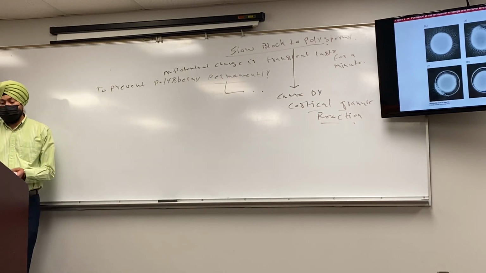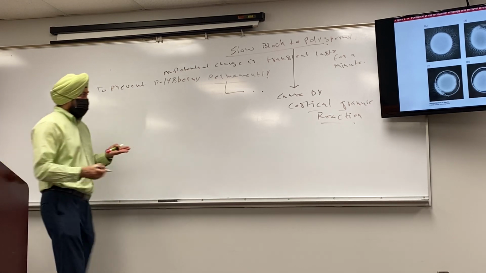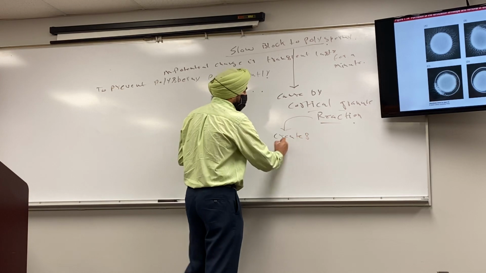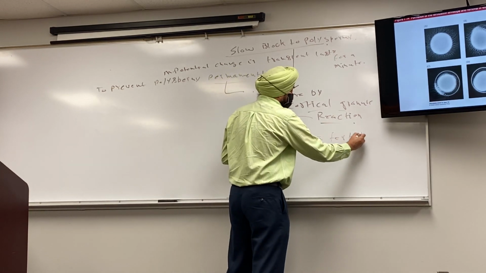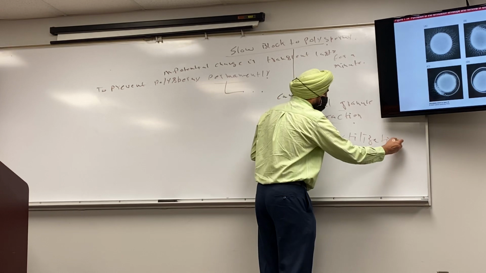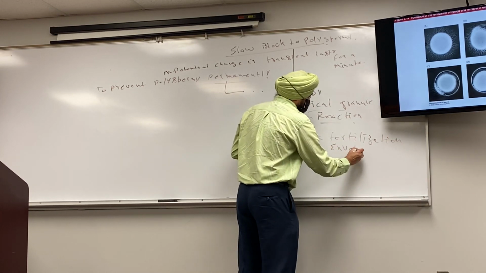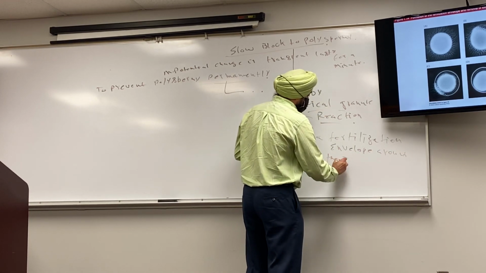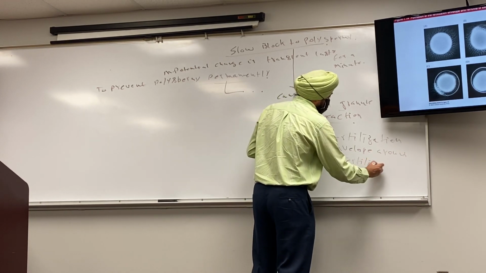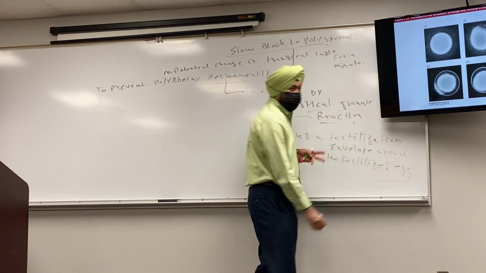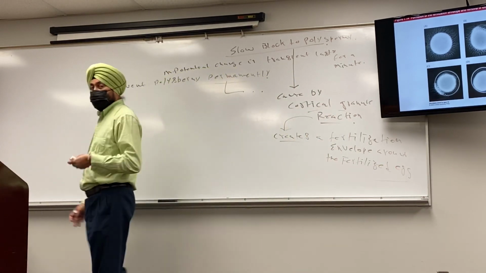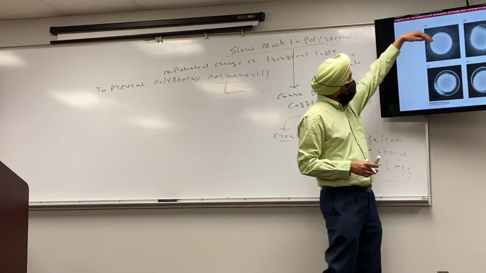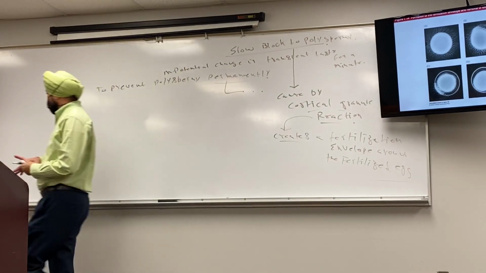When the cortical granule reaction occurs, it creates a fertilization envelope, an envelope around the fertilized egg. I'll show you what that is. Now the egg is fertilized, one sperm has entered, so you need to create some barrier. Let me show you the video first.